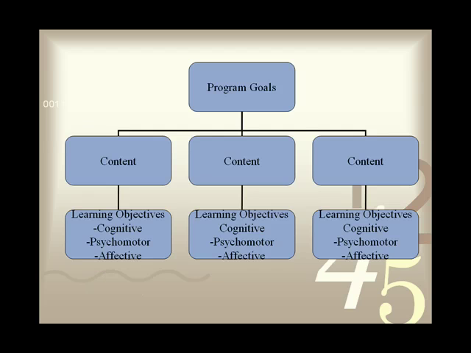Now, I like pictures, so this helps me understand how this is supposed to look. We have program goals, and we can have more than just a program goal. This is for one program goal, how this will look. So let's say we have 3 content areas or 3 units of instruction. Then out of each unit of instruction or content area, we have learning objectives. And our learning objectives should go across the cognitive, psychomotor, and affective domain. And each domain should have its own specific written learning objectives.